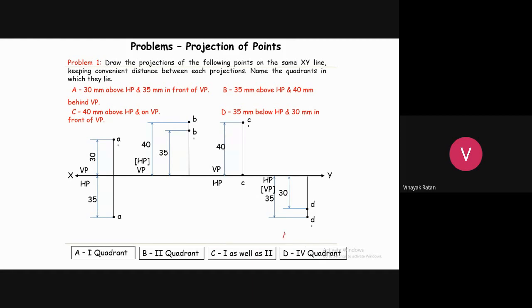And one more thing here, without fail you have to mention all dimensions are in mm. This has to be written at the right bottom corner because here you are not indicating any units. So at the right bottom corner you have to indicate that all dimensions are in mm. Then only your problem is complete. Got it?